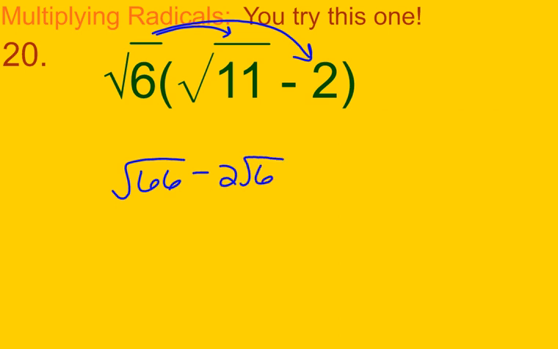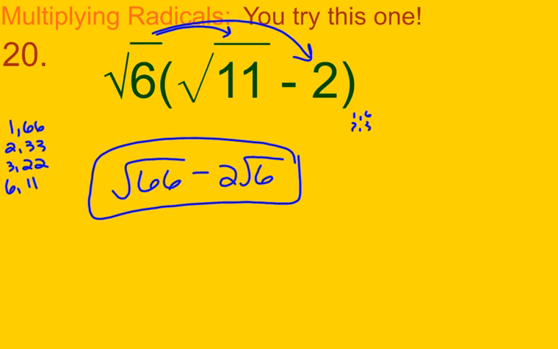Now I could be done with my answer here, except I have to check and see if either of these square roots break down. So I'm going to try and list the factors of 66. 1 and 66, 2 and 33, 3 and 22, 4 no, 5 no, 6 and 11. I think I hit them all. No perfect squares here, so that's good. And the square root of 6 does not break down, because that's 1 and 6, 2 and 3. No perfect squares there either, so we're good.